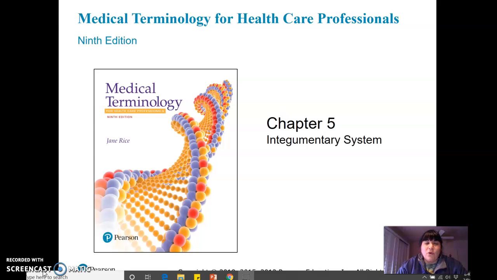Okay, here we go. So we're starting chapter 5, integumentary system. So we talked about atoms, making molecules, making cells, making tissues, tissues making organs, and organs making organ systems. So here's our first organ system, the integumentary. We're talking about the skin, hair, nails. That's what we're talking about, okay?